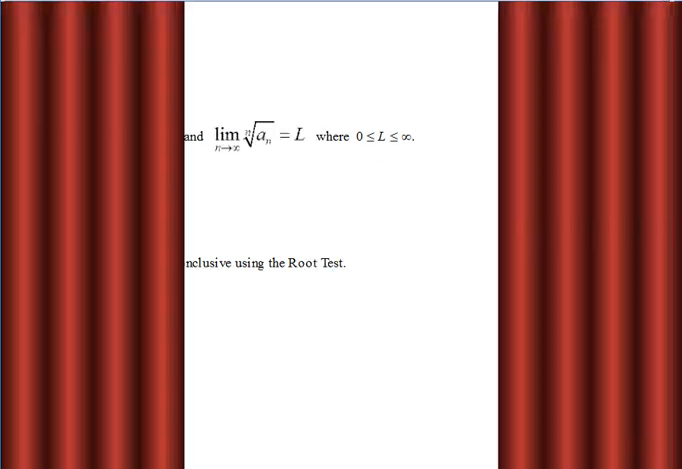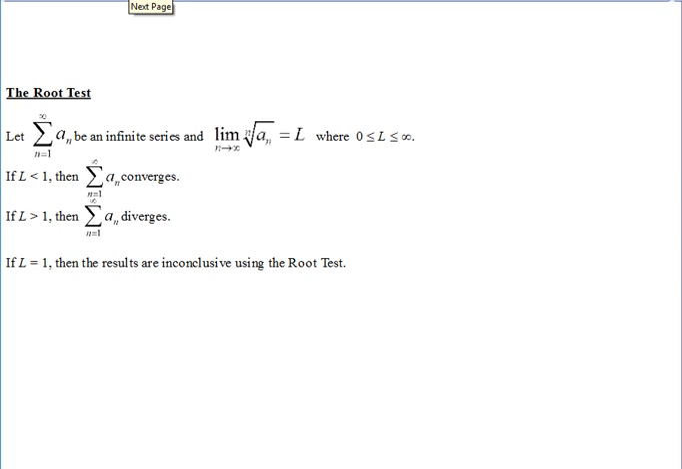The root test is very similar, except here we take the nth root of the formula and find the limit as n approaches infinity. Again, you get some positive limit out of that, L. If that limit, just like the ratio test, is less than 1, the series converges. If the limit's greater than 1, the series diverges. And if L equals 1, the results are inconclusive, and using the root test, then you'd have to use a different test.